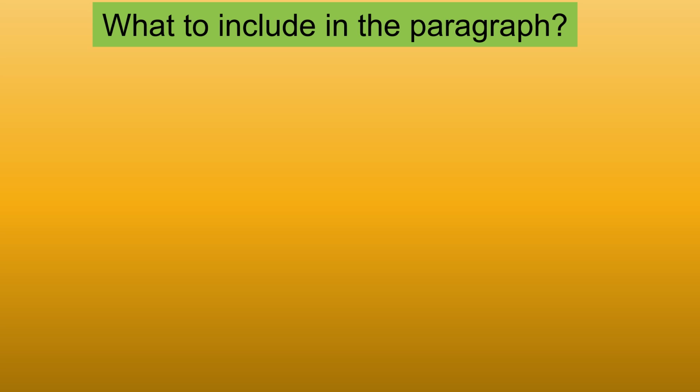Now, before we begin writing, we need to know what we need to include in the paragraph. Like when we were describing a person, we have seen that we need to include general information, physical appearance, personality, hobbies, and daily routine. So, similarly, what you need to include when you are writing a paragraph to describe a place.